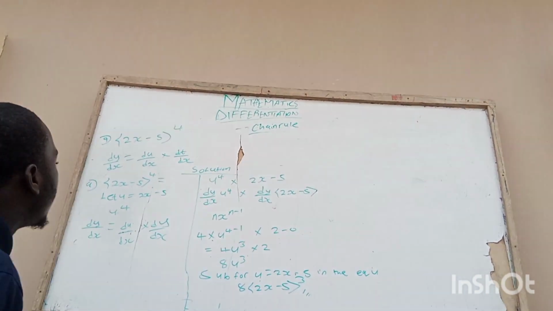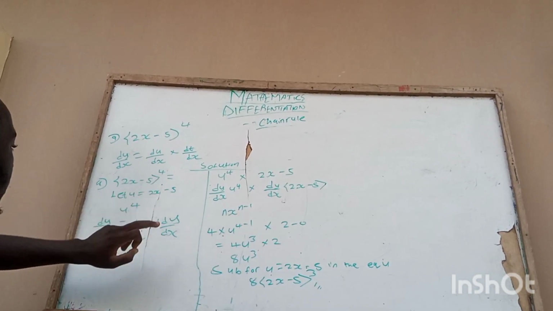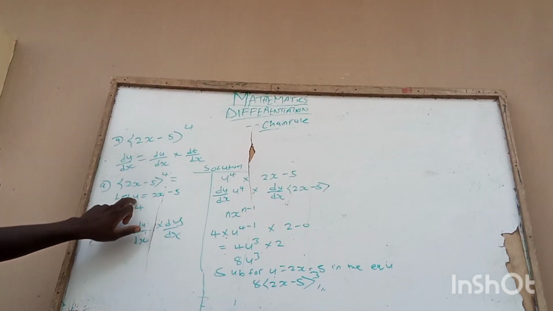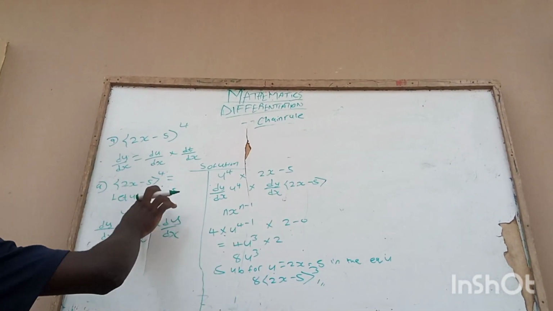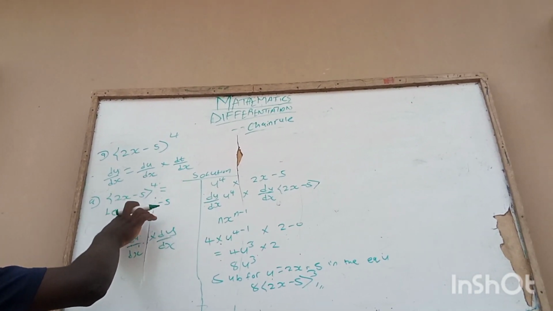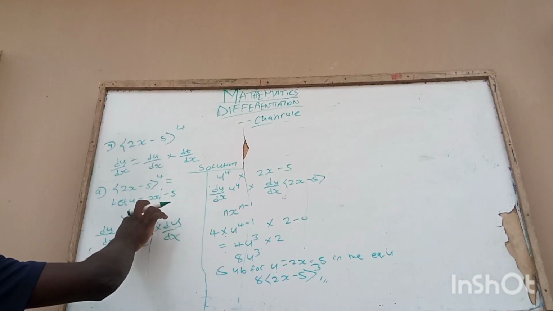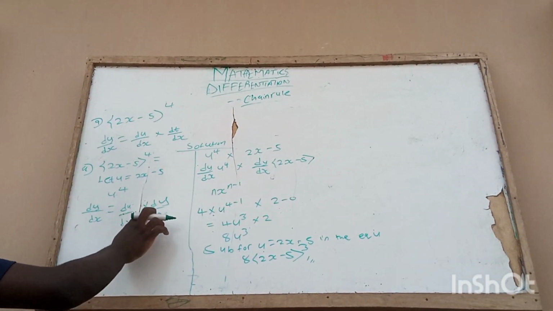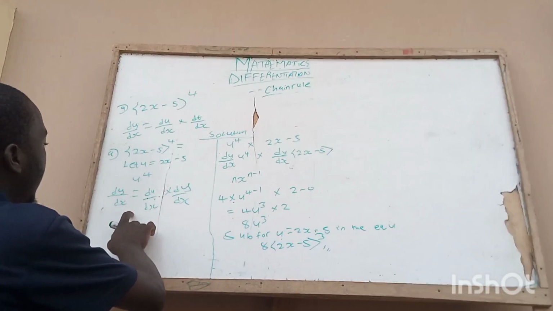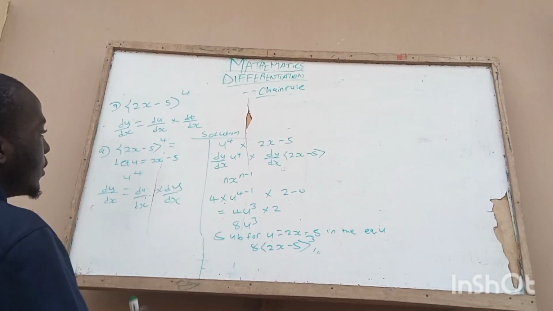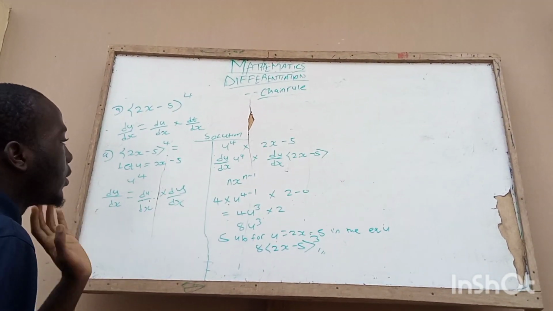Let me re-explain. We have (2x minus 5) raised to power 4. First say let u be equal to 2x minus 5, which is what is inside this bracket. Then we have u raised to power 4. The formula is dy/dx equals dy/du times du/dx. I intentionally use dy/du so that there won't be confusion.